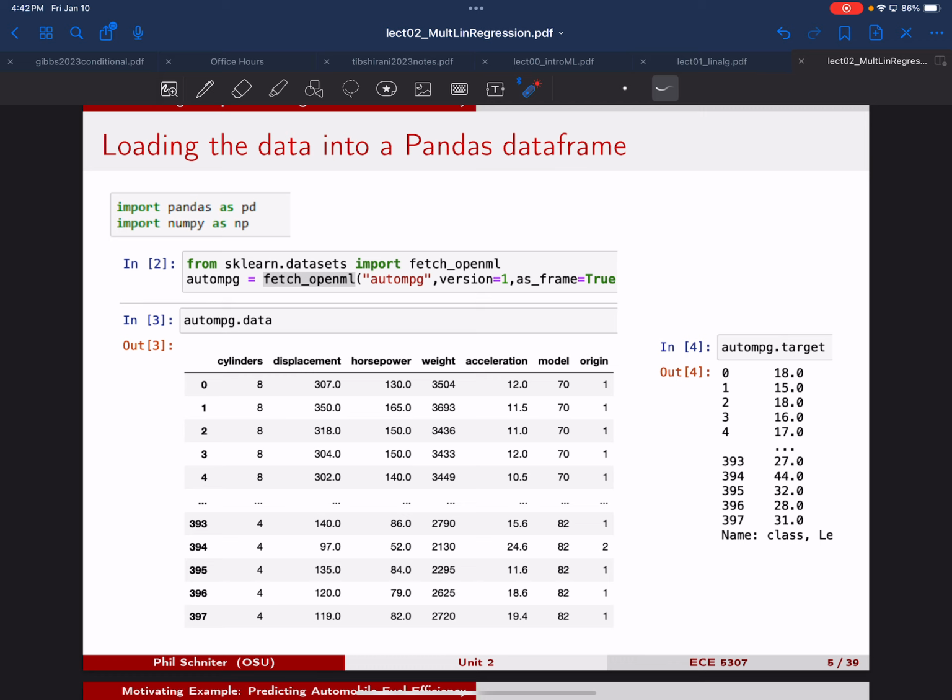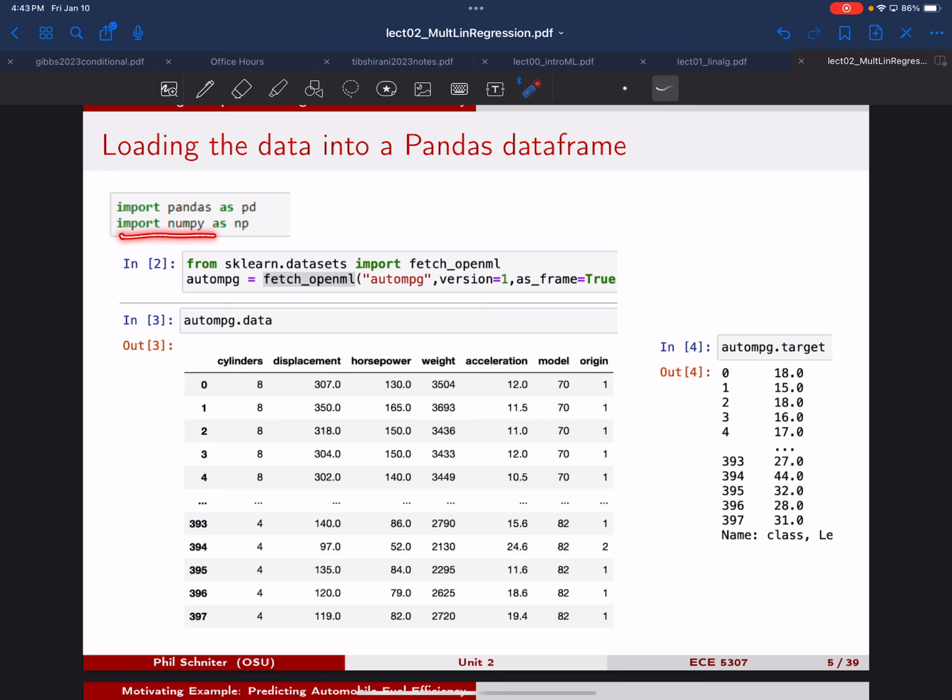Every time you reference something from that library, like a command, you're going to do PD dot the command name. We're also going to import the NumPy library, which is the standard numerical processing library in Python, and we're going to abbreviate that as NP.